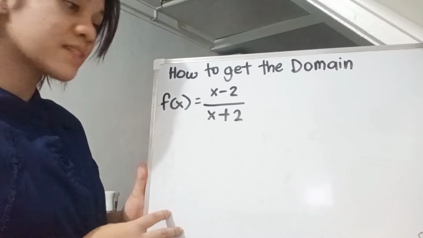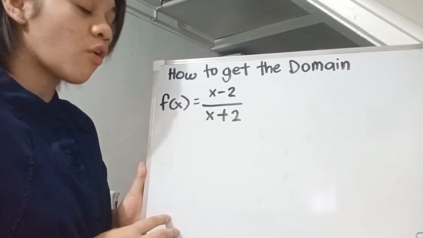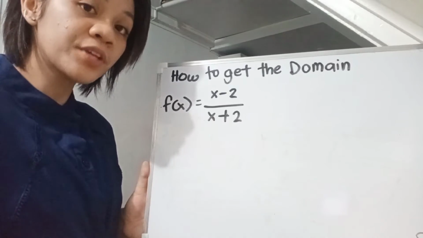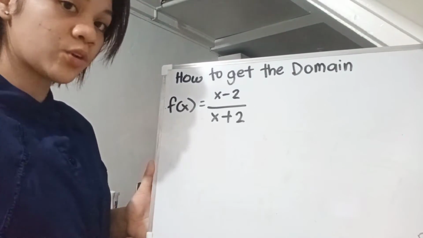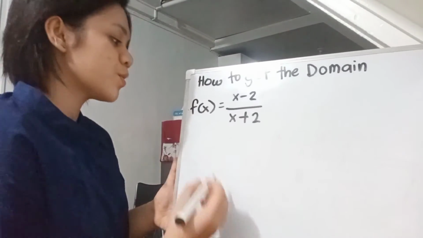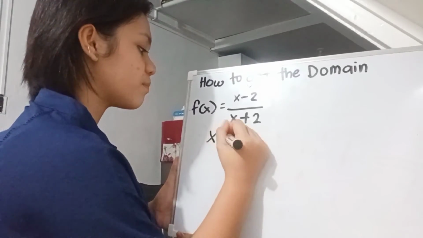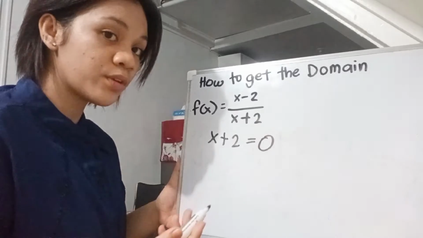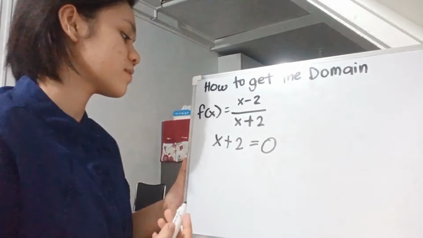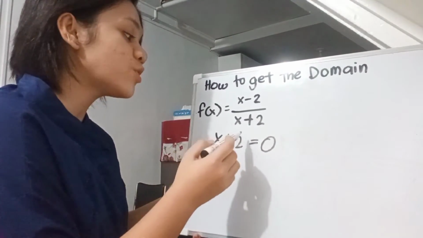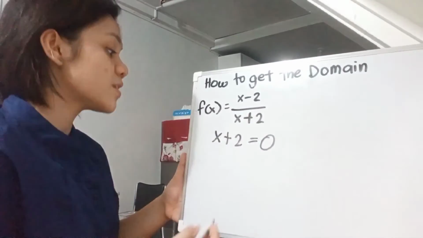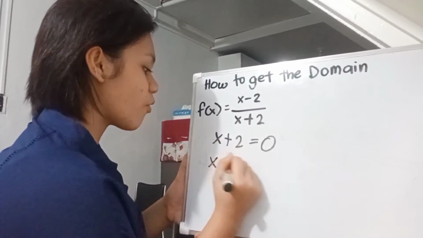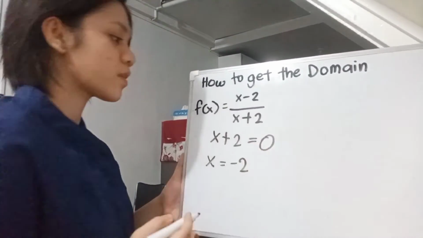Our given is f of x equals x minus 2 over x plus 2. In order to get the domain, we need to equate the denominator to 0. So it will be x plus 2 equals 0. After we did this, we can now solve for x. In order to do that, we have to transpose 2 to the other side. So it will be x equals negative 2.